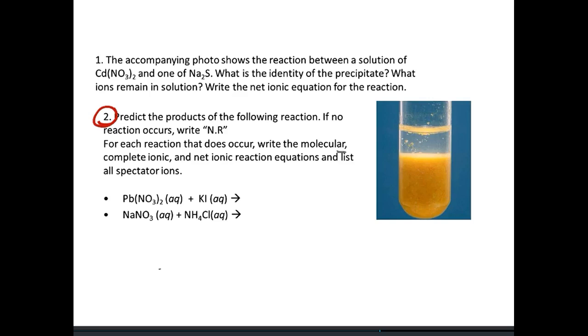For each reaction that does occur, instead of writing NR, you would write the molecular, complete, and net ionic equations and list all spectator ions. I think I forgot to list spectator ions. That's okay. All right, so let's start with the first one.